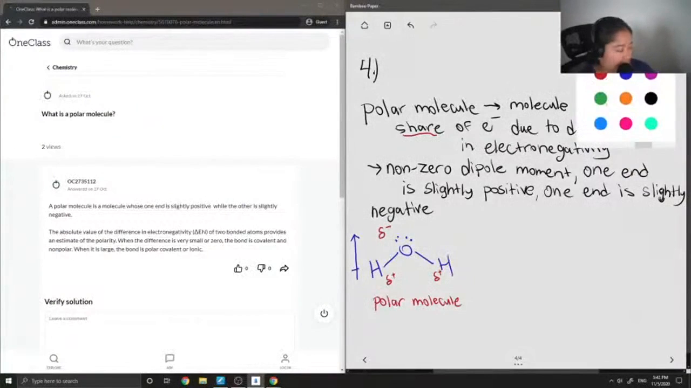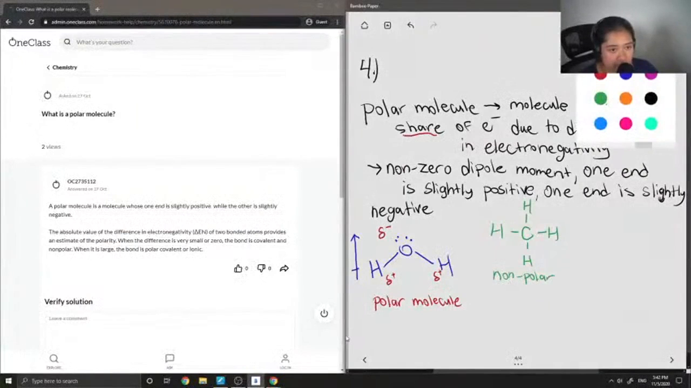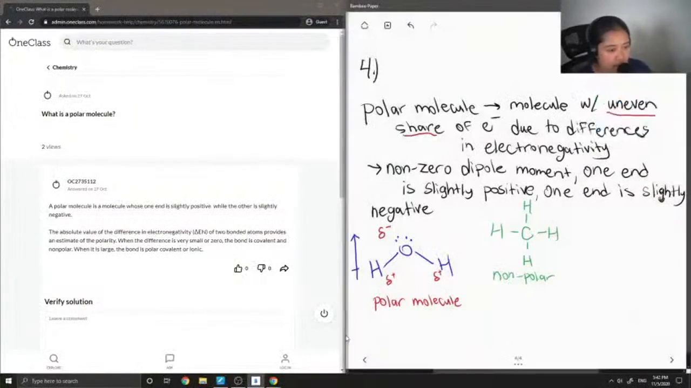And I'll also draw an example of a non-polar molecule. A non-polar molecule would be something like methane. As you can guess, a non-polar molecule is the opposite of a polar molecule. There's an equal share of electrons due to similar electronegativities. So let me write this down. This is non-polar, since carbon and hydrogen have similar electronegativity values.